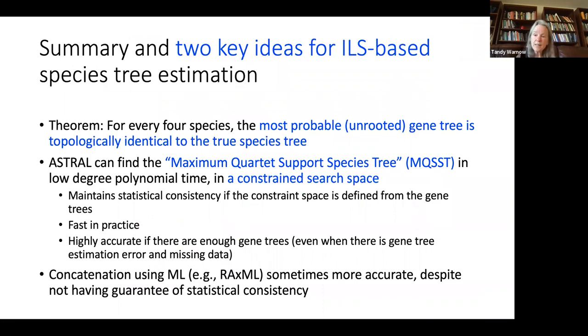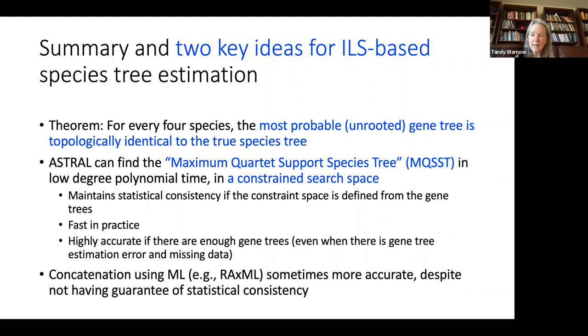Okay, so this is my summary of part one. From a theory perspective, we have this nice theorem that says for incomplete lineage sorting, for every four species, the most probable unrooted gene tree is the same as the true species tree, and that enables gene tree summary methods to be statistically consistent, but those assumptions assume true gene trees.